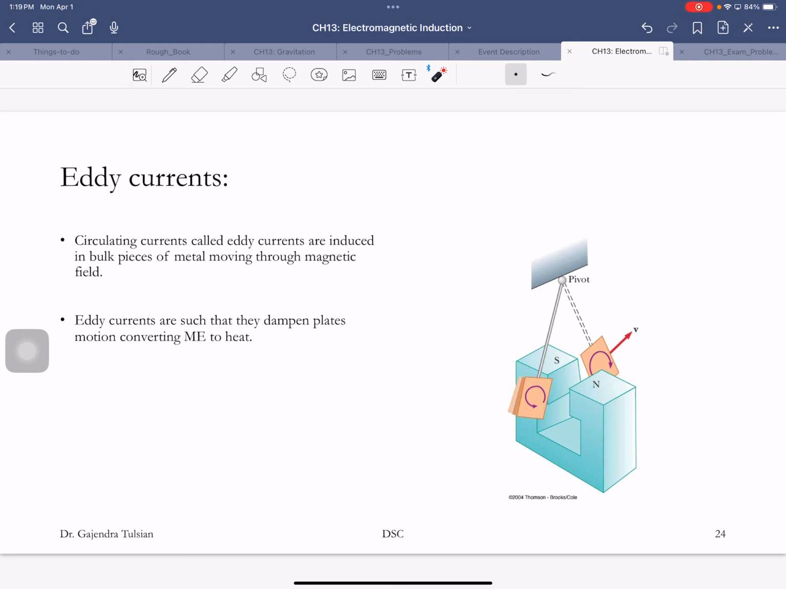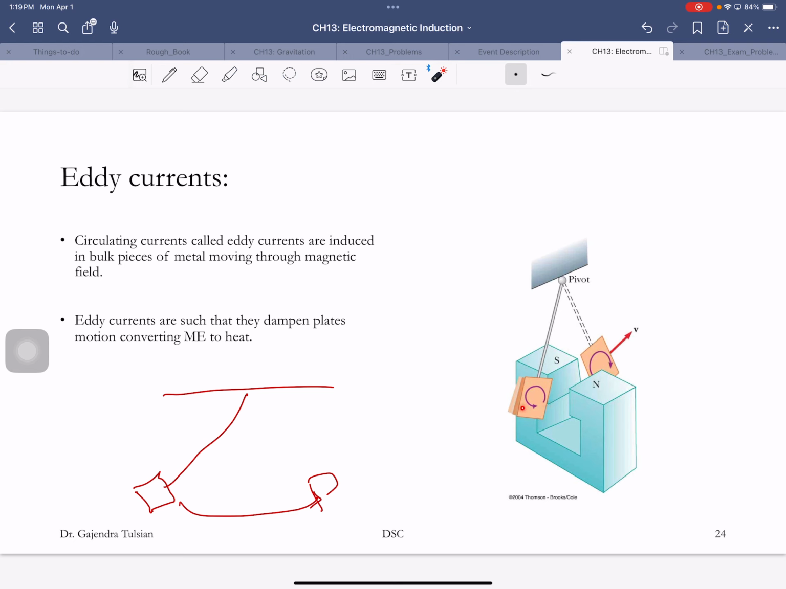This is just a toy, but this will show you an important application. Here's a magnet, and here's a pendulum. This is a metal plate. If you make this pendulum swing, and it was not present between a magnet, this pendulum would swing forever. Now you take the same pendulum and put it between magnets.